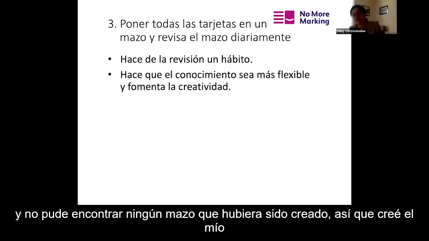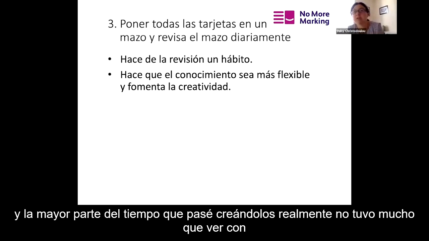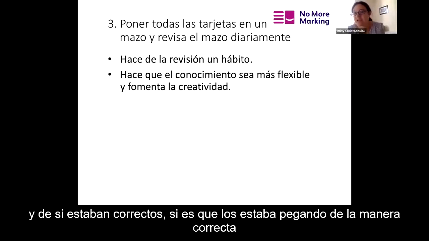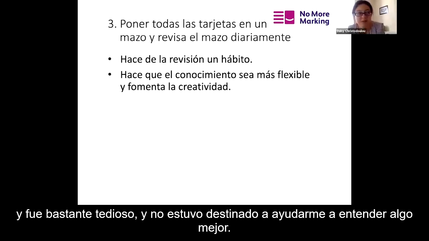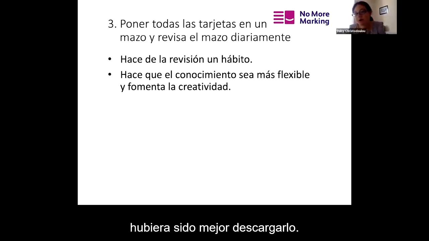And I couldn't find any deck that had been created, so I created my own using images I got from Wikipedia. And most of the time I spent creating them did not really have much to do with thinking about the London boroughs. It was all about images and the image resolution, and was I getting it right, and was I pacing it in the right way? It was fairly tedious and wasn't really aimed at helping me understand anything better. So if someone had a deck that's already completed like that, I would have been better off just downloading it.